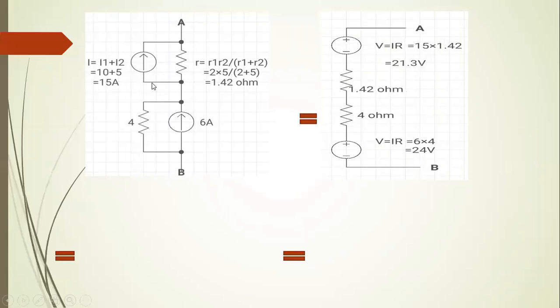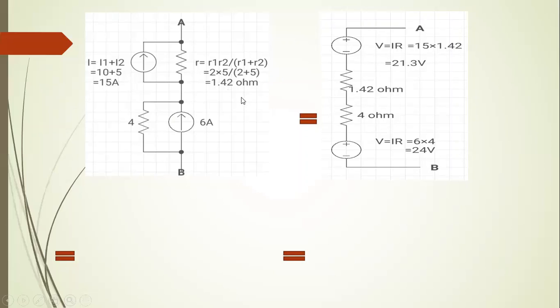Now the 15 amp current source and a 6 amp current source are both connected in series. So we will transform the upper part and the lower part into a voltage source. We know the formula V is equal to IR. I here is 15 and R is 1.42. So 15 into 1.42 is 21.3 volts.